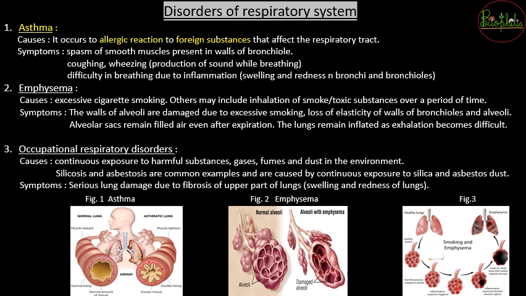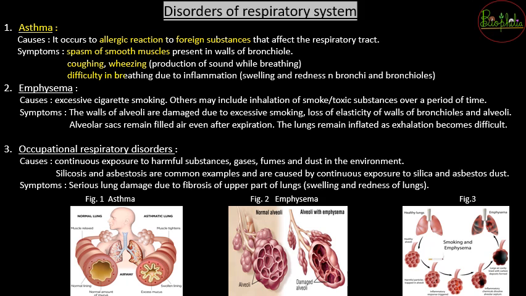तो अस्थमा के क्या सिम्टम्स होते हैं? First symptom होता है spasm of smooth muscles which are going to be present in the walls of bronchiole. Okay, spasm यानी sudden contraction in the smooth muscles that are going to reduce the lumen of the tubes. Second होता है coughing. Then wheezing. Wheezing is nothing but production of sound while breathing. When the person is intaking air, then that time there is going to be sound production. That is nothing but wheezing.